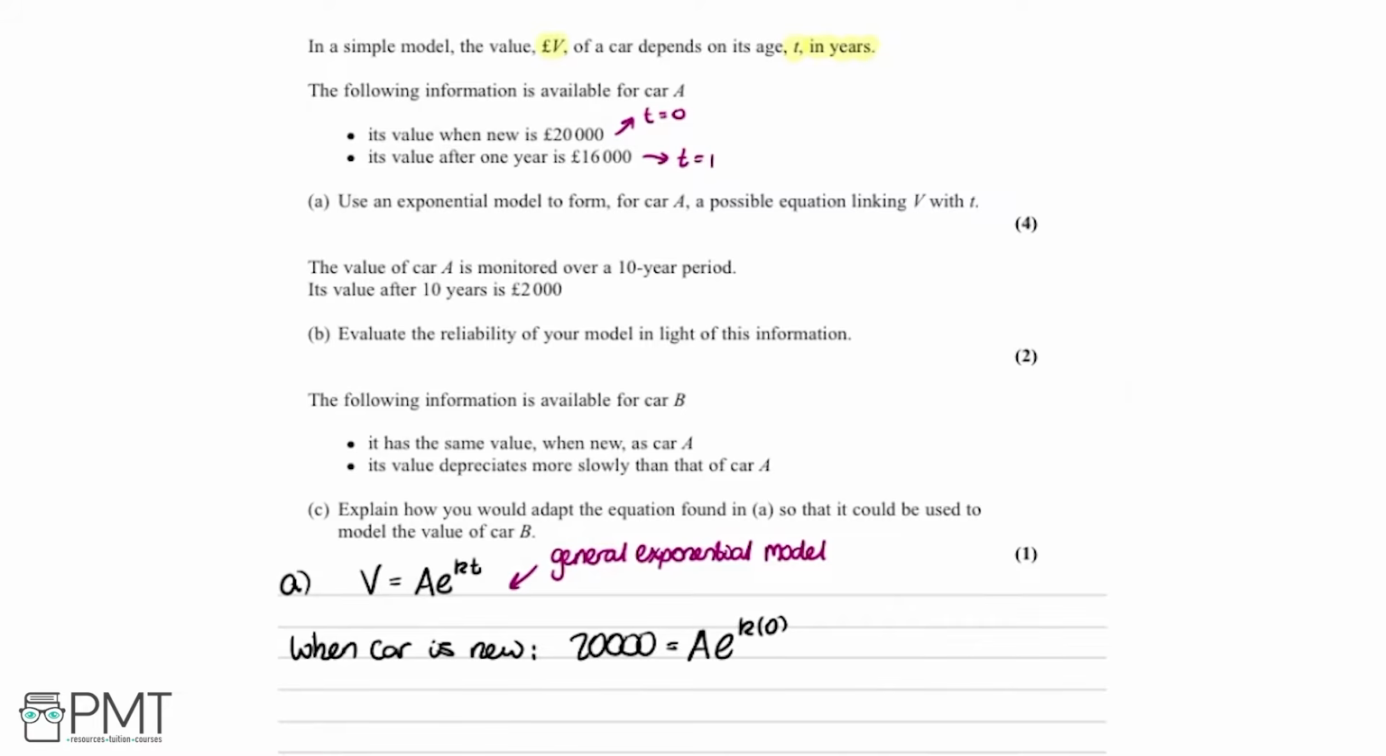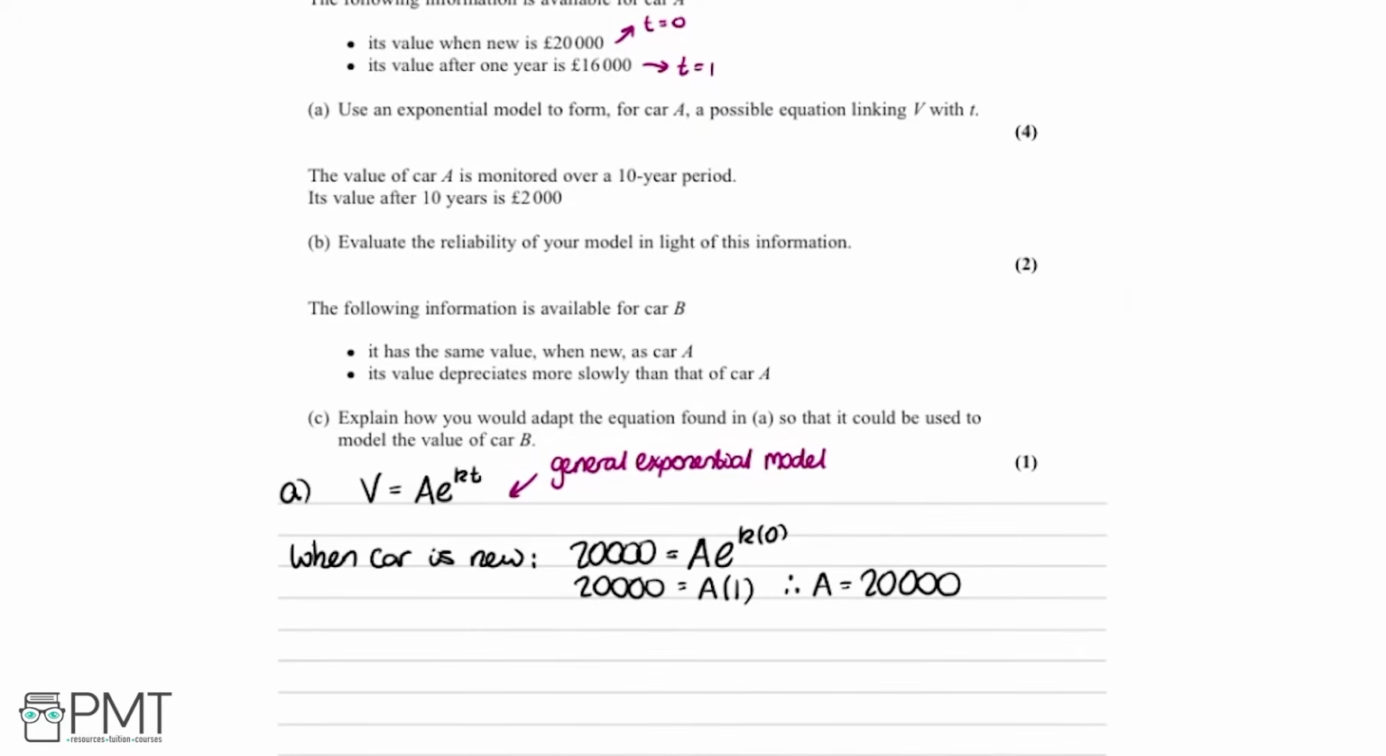And we know anything to the power of 0 is just 1. So that means you just have a multiplied by 1. So therefore, a equals 20,000. Brilliant. So we can write our updated model here. So we have v equals 20,000 multiplied by e to the power of kt.